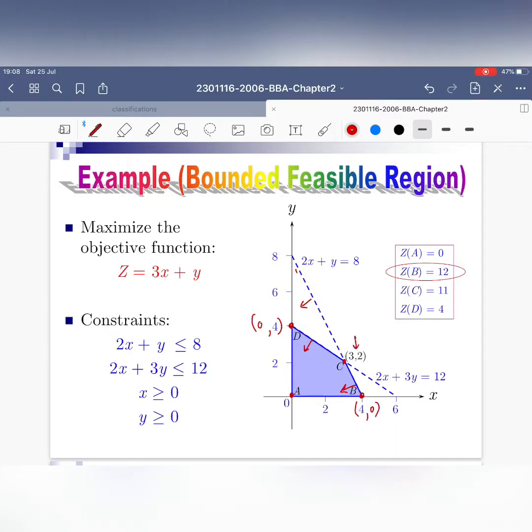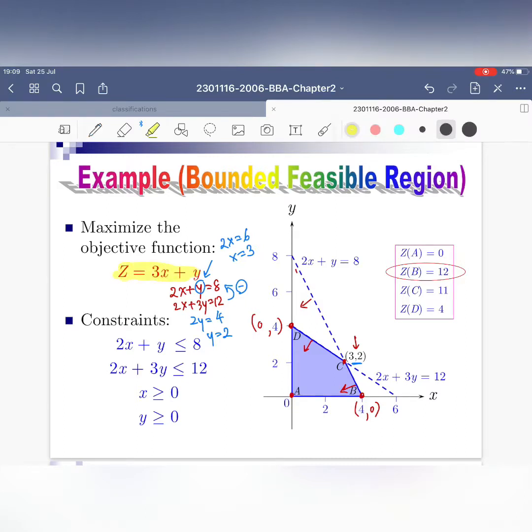How can we find this one? You are going to solve the system of equations 2x plus y equals 8 and 2x plus 3y equals 12. All you do is a subtraction, so you have 2y equals 4, so your y is 2. As your y is 2, you plug in here, so you have 2x is 6 and your x is 3, so you have 3, 2 as your intersection point here.